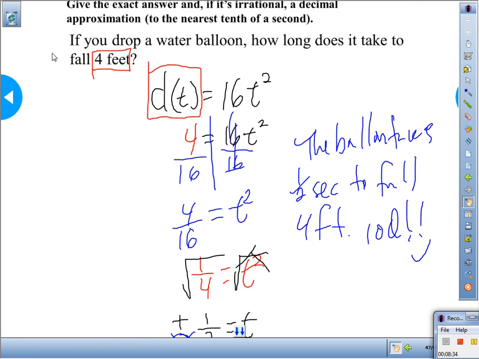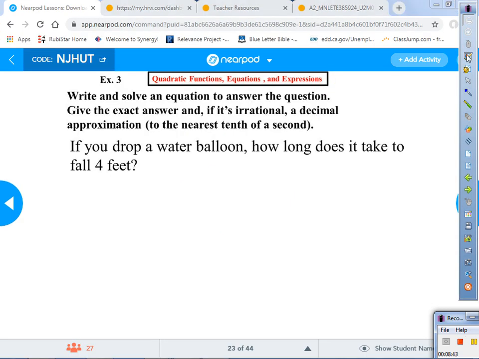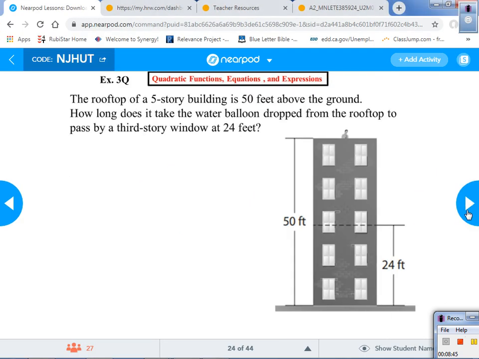Does everybody notice that it didn't talk about height at all? That's why we use this formula, the first one. Okay, let's go to the next example. Example 3.